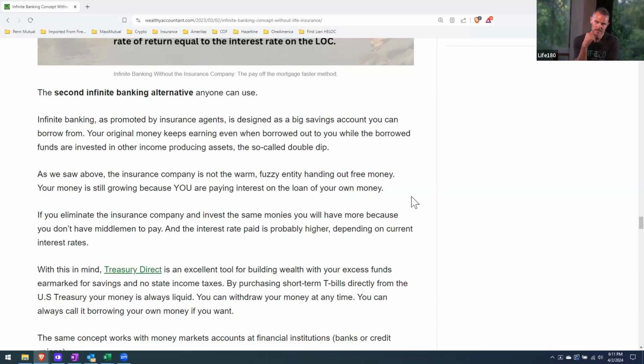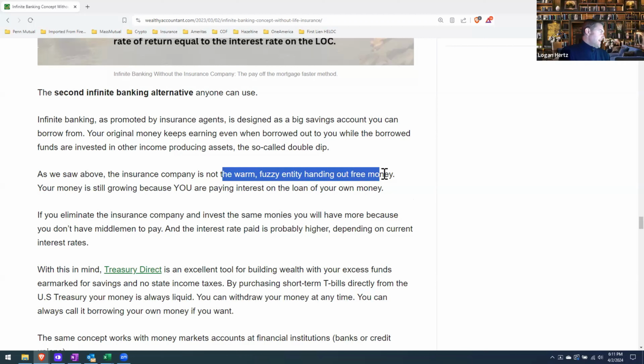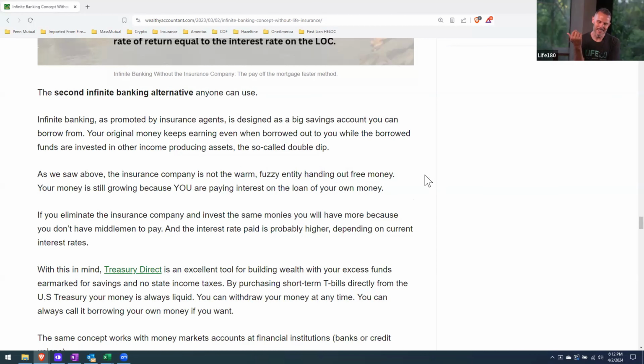That's what it is. And of course, he has to do the straw man. The insurance company is not the warm, fuzzy entity handing out free money. Well, who's claiming that? Whoever claimed that? All right, there are some agents out there that are trying to position it like that, and those agents should be fired.